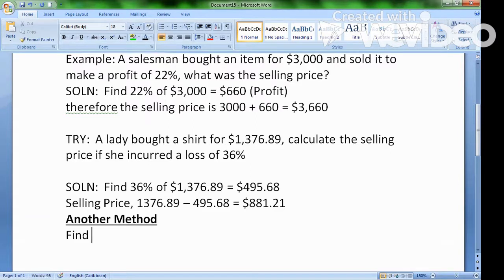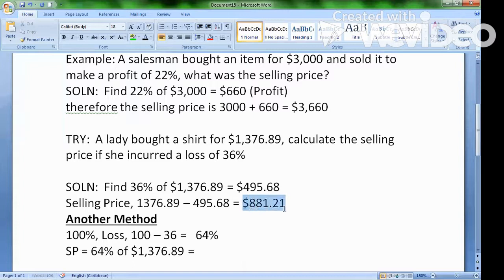Well, before that, everything is always out of 100%, right? And because it's a loss, we just subtract 36 from 100, which is 64. Right. Very good. 64%. So what we need to do now to find the selling price is to find 64% of 1,376. Right. And you get the same answer, not true?